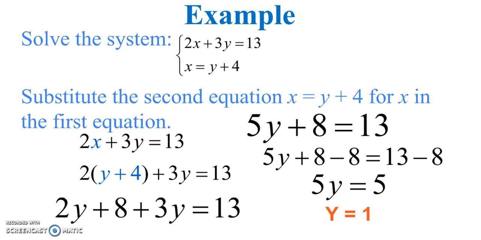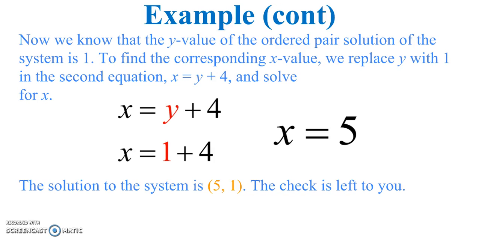Okay, from here, I'm not finished. I only know one variable. I still need to find my second to get an ordered pair. So I'm going to take that 1 from y equals 1 and plug it in. I'm going to look at my two equations and pick the easiest one.